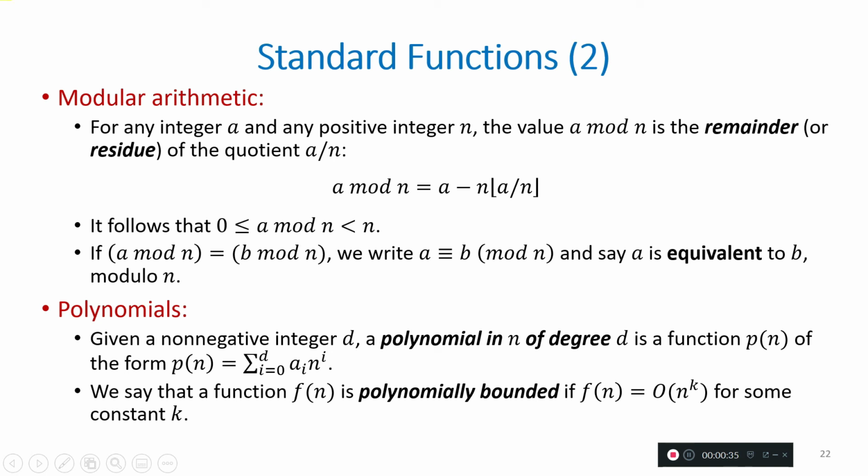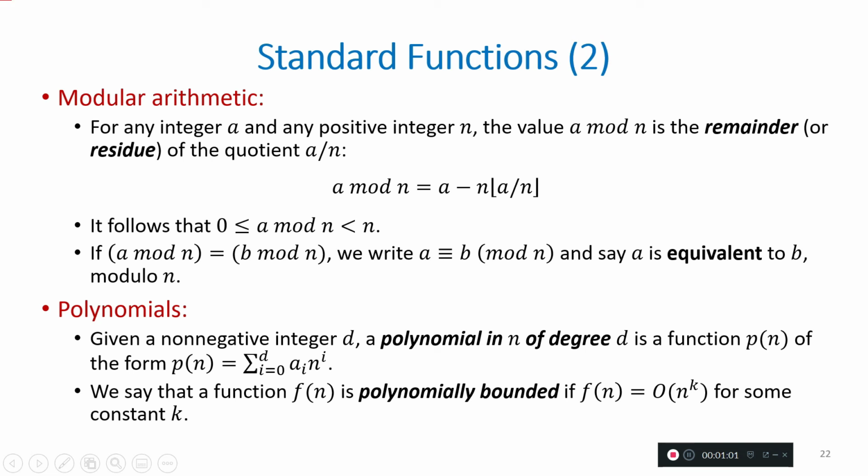We can also say that if a mod n is equal to b mod n, where a and b, for example, can be 3 and 5, and n is equal to 2. So if we have 3 mod 2 is equal to 5 mod 2, which is true because both of them give us the result 1, then we can write it as this, where it is read as a is equivalent to b modulo n.